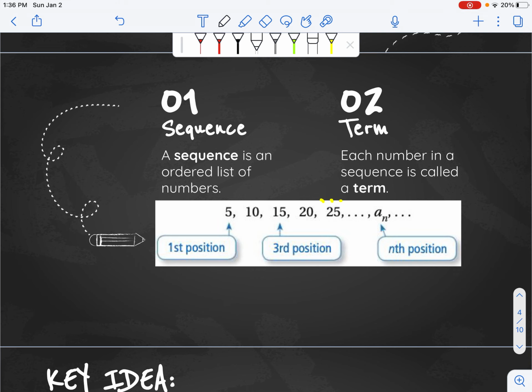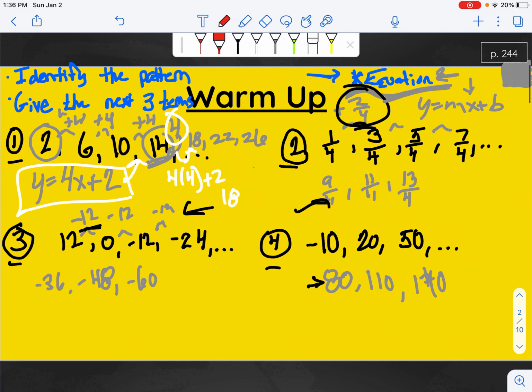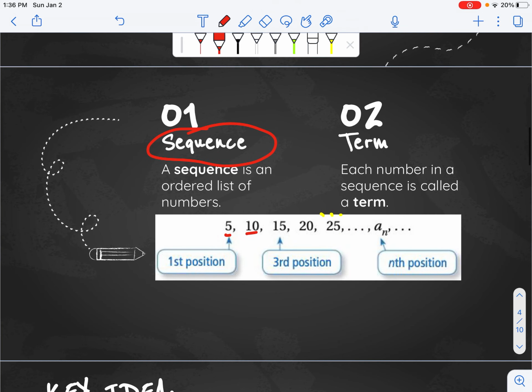So instead of calling these all patterns, each of these is called a sequence. So up here we had 4 sequences. Each one of these was a sequence. And the technical definition of a sequence is that it's just an ordered list of numbers. The order means that it's consistently going up or down by the same amount. Plus 4 every time, minus 6 every time, plus 2, whatever it might be.